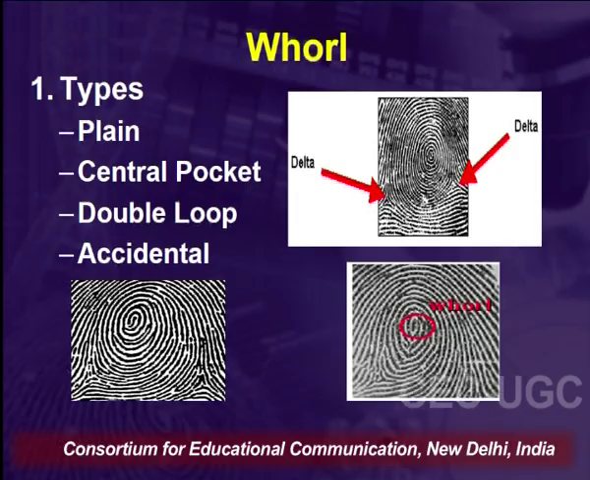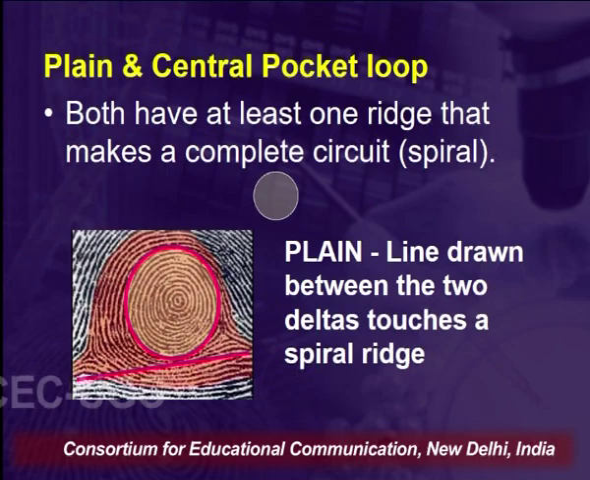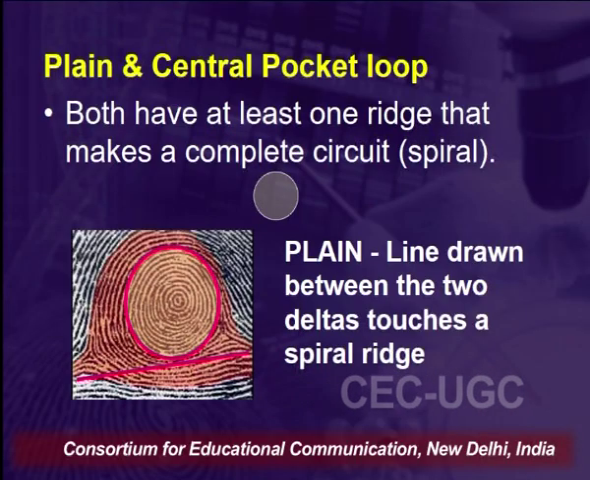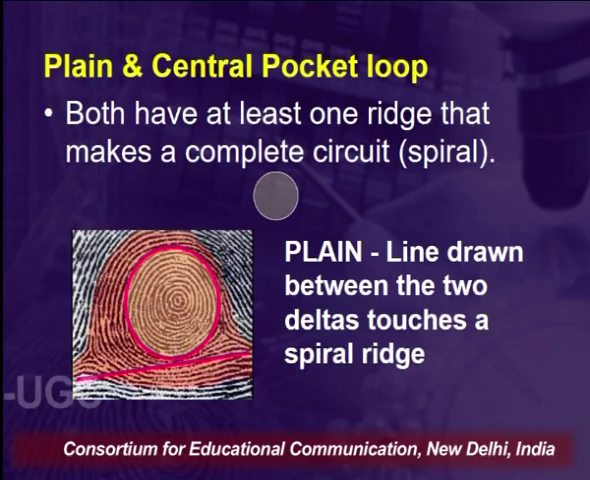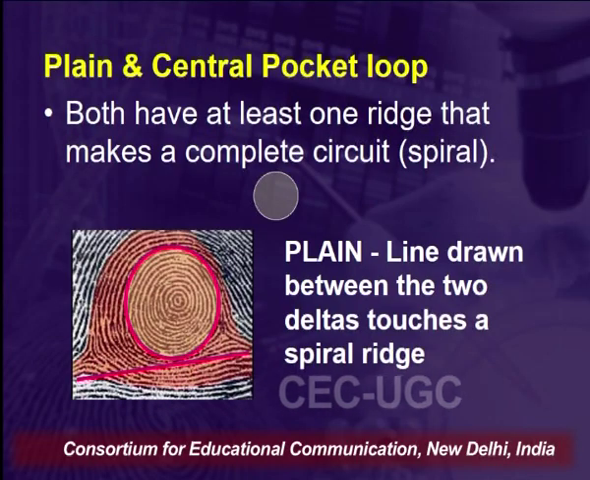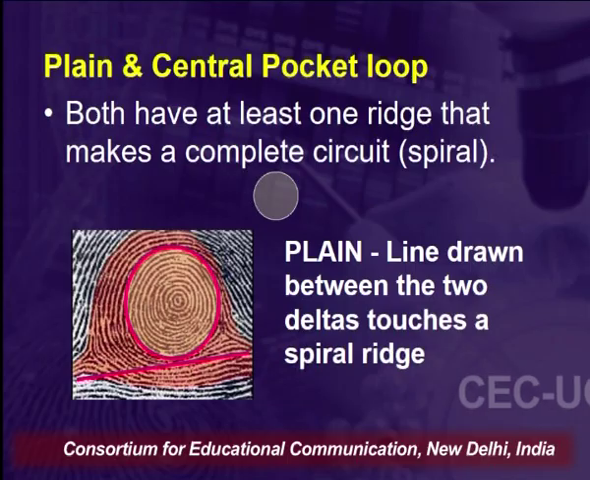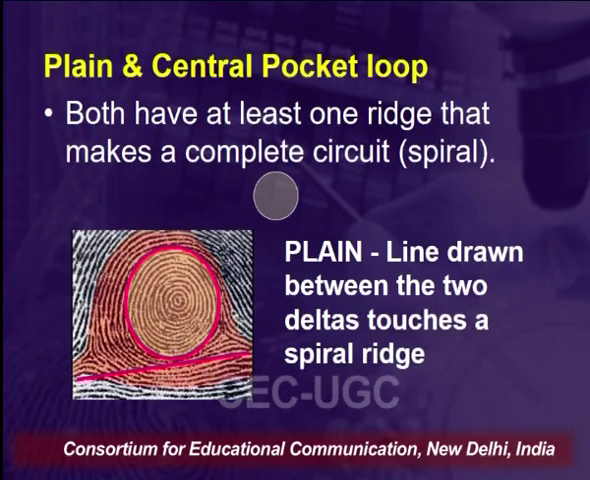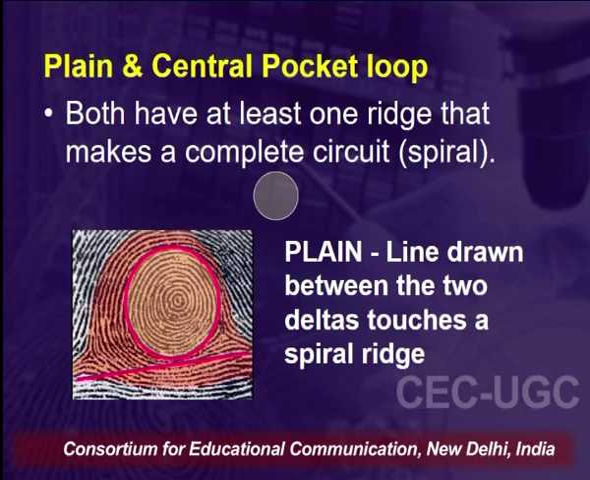We have plain whorls, central pocket whorls, double loop whorls and accidental whorls. The plain and central pocket loop both have at least one ridge that makes a complete circle. In the plain whorl, the line drawn between the 2 deltas touches a spiral ridge. So when we take the plain or central pocket loop type whorl pattern, if we see the middle pattern and draw a line below the deltas, it will touch the spiral ridge.